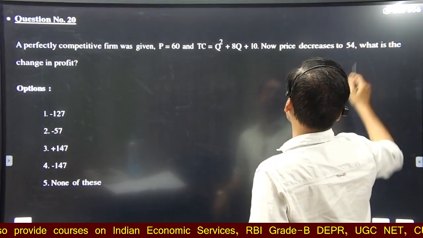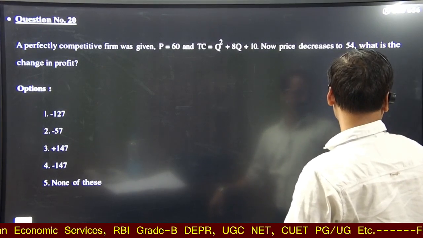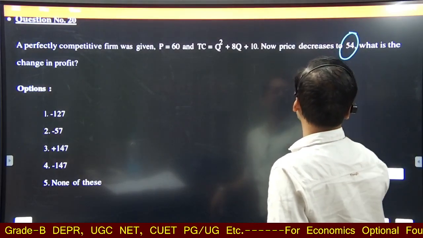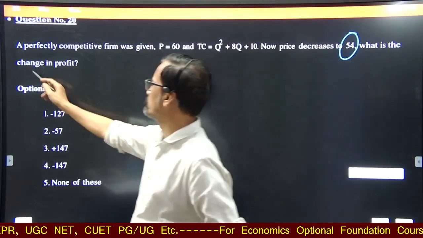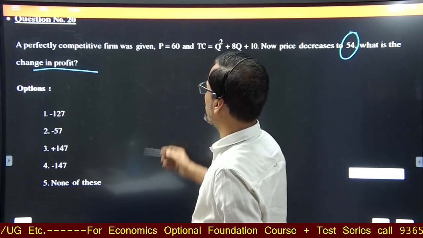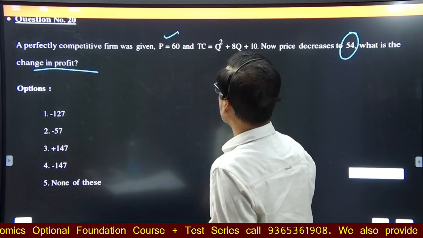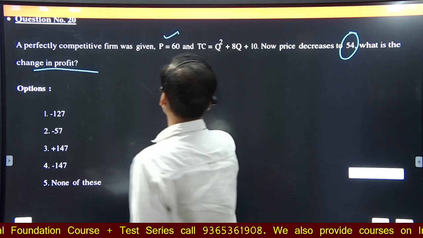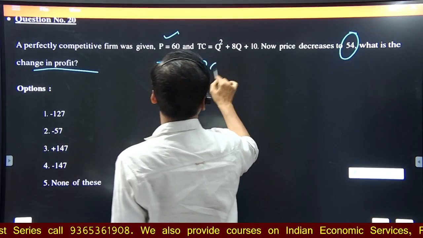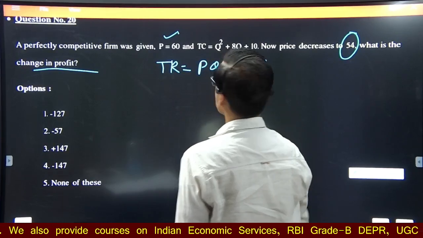Now price decreases to 54. If price decreases to 54, what is the change in profit? So first of all, we need to find out the profit taking price equal to 60. So first, find out the total revenue. Total revenue means P into Q. So P means 60Q. It is the total revenue.